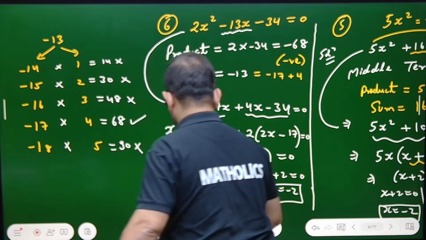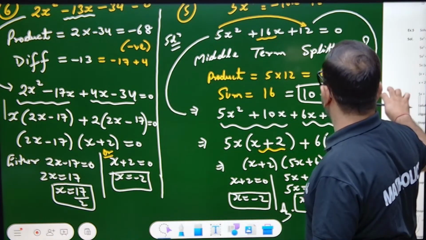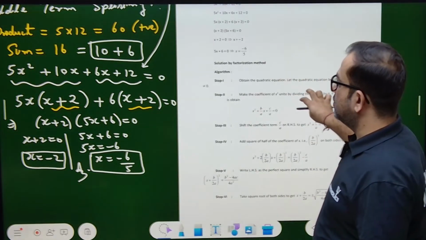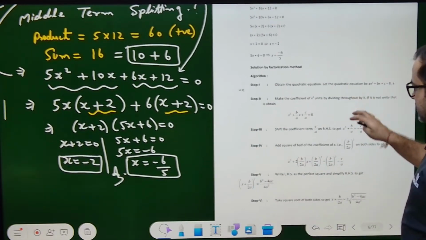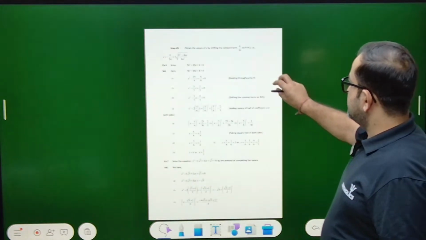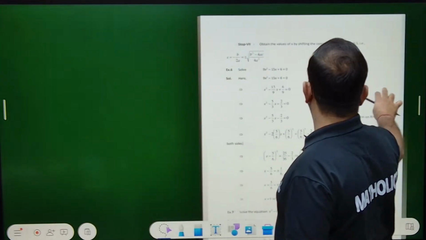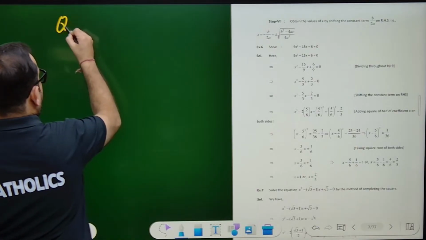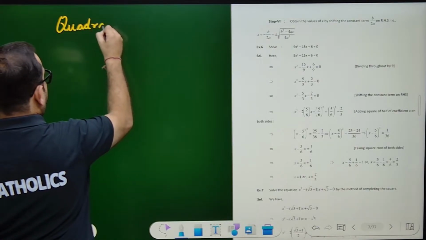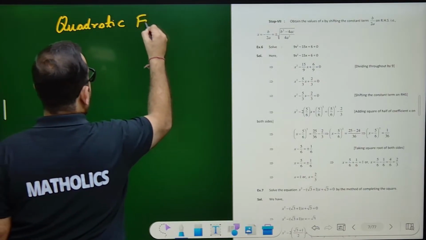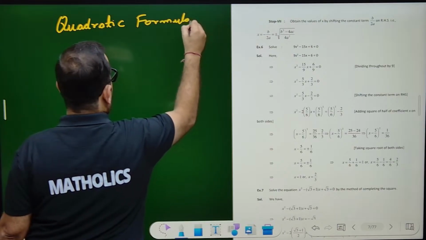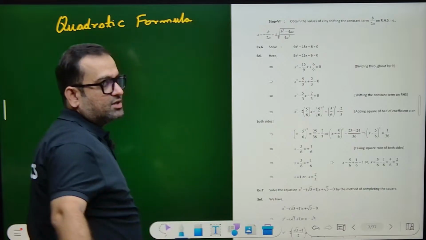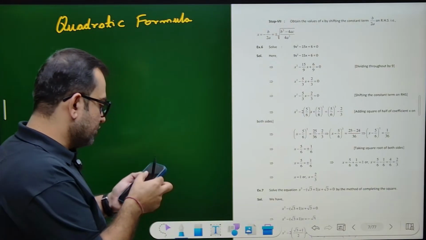Okay, so now going to some good questions. You can try any splitting the middle term now. These two examples are enough. Next one is the quadratic formula. Write down the heading: quadratic formula, or you can also call it Shridharacharya's rule.